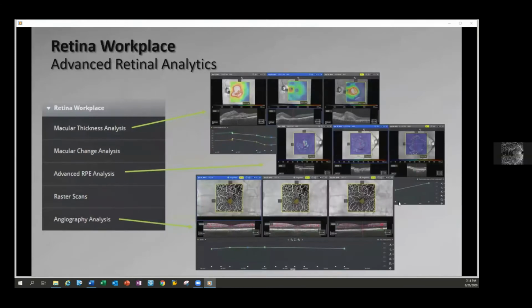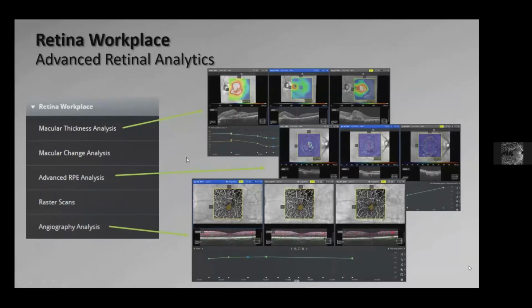But this, I think, is really where the Zeiss IDI system shines. It's this Retina Workplace feature, which is an advanced retinal analytics software package. This really allows you to dig more deeply into macroscopic trends in a patient's OCT data over time. There are several powerful analyses that are available. The first one is the macular thickness analysis, which looks at different OCT thickness metrics over time, right? Things like central subfield thickness or cube volume. There's also the advanced RPE analysis, which looks at RPE density, or basically geographic atrophy development over time.